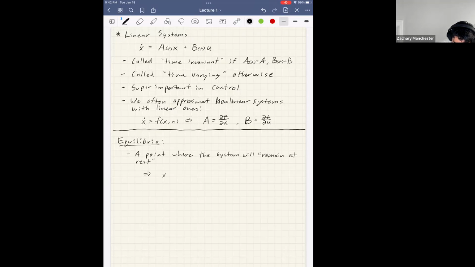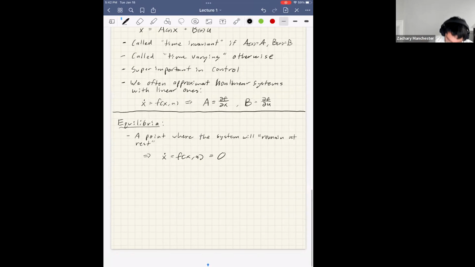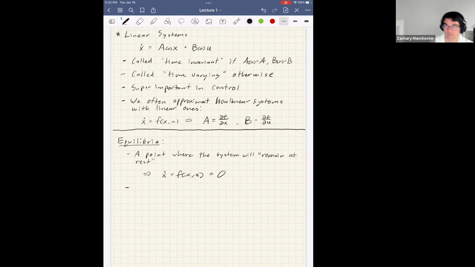So, remain at rest, not move. Intuitively, then, the derivative here needs to be 0. That's the definition of an equilibrium point. So algebraically, we can just look at this as a root finding problem. I just need to solve f of x, u for 0. And if I can find a 0 of that function, I've got an equilibrium point.